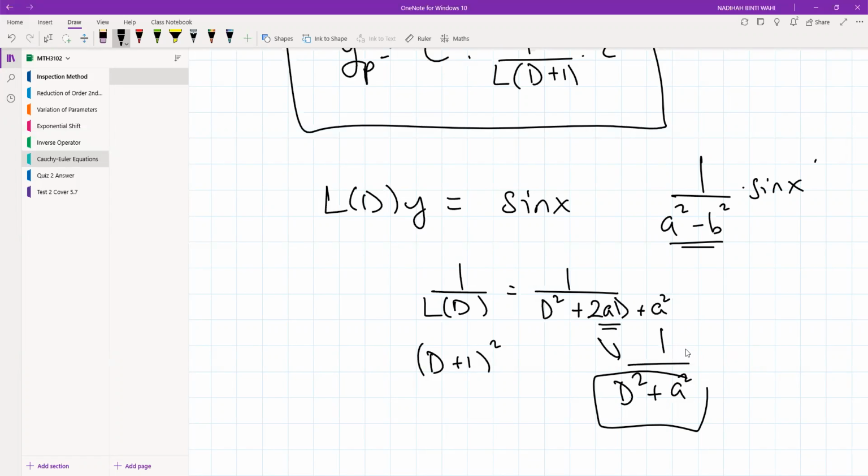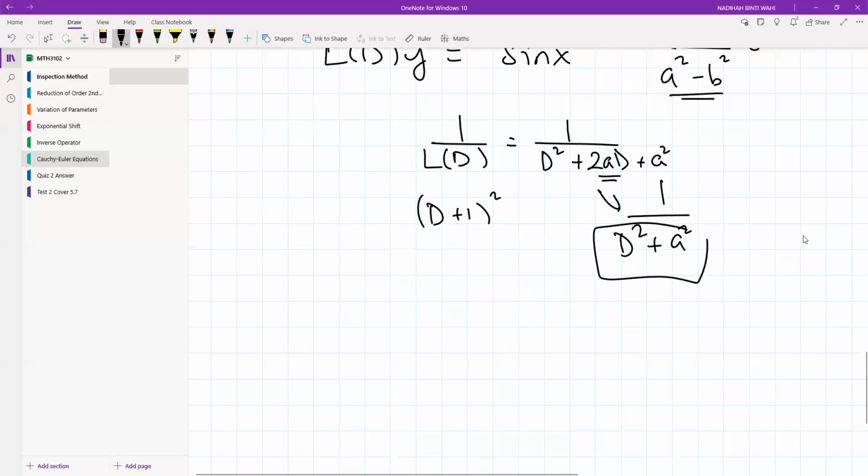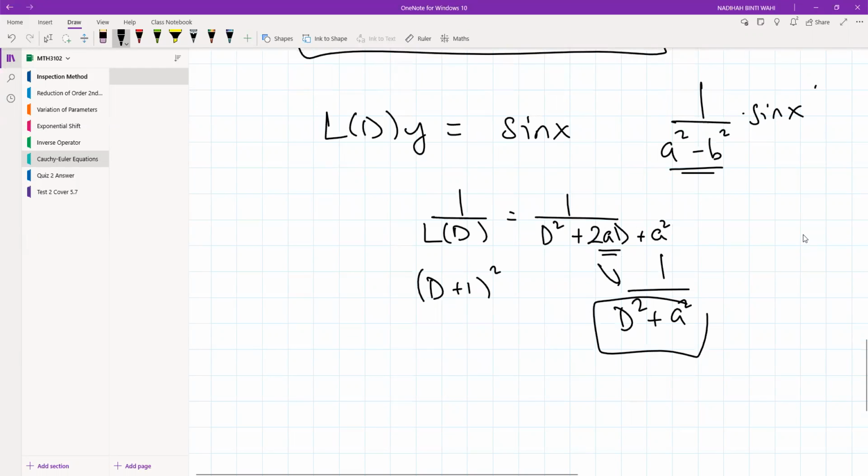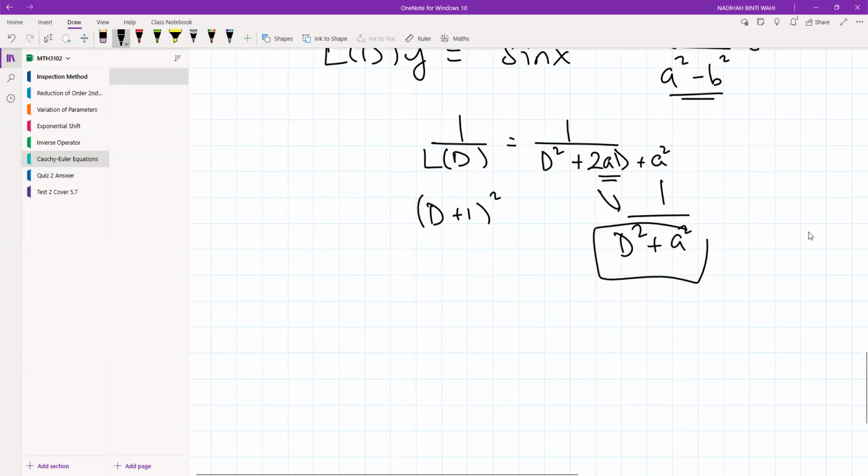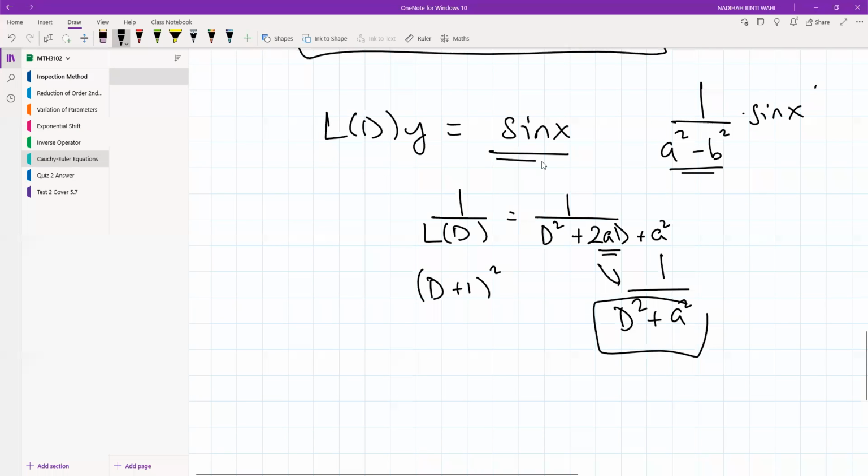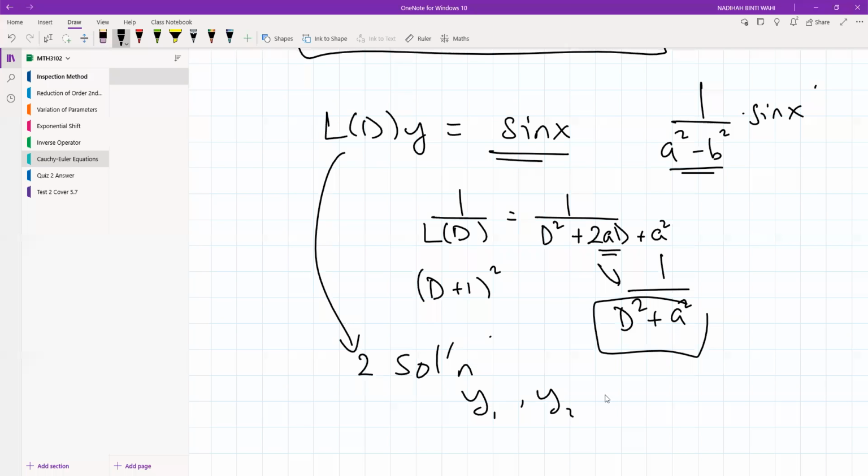Jadi kena kira macam biasa lah, guna teknik lain. Sebab tu saya kata, dia sebenarnya pusing-pusing, benda yang sama, cuma nama method ni untuk memudahkan saja. Contohnya saya nak guna variation of parameters pun boleh. Tapi variation of parameters kena pastikan ada two solution, sebab dia ada y1 dengan y2. So kita akan buat v1 y1 plus v2 y2. Ada dua solution.